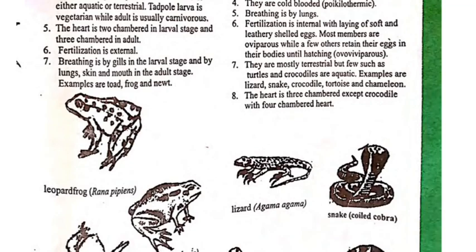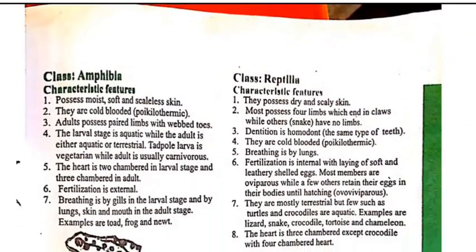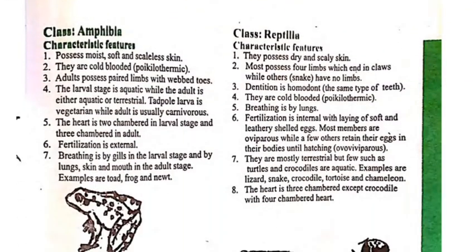Examples are toad, frogs, and newts. Alright, next we have reptilia. They possess dry and scaly skin. Most possess four limbs which end in claws, while others have no limbs. For example, snake. Dentition is homodont, that is, they have the same type of teeth throughout.